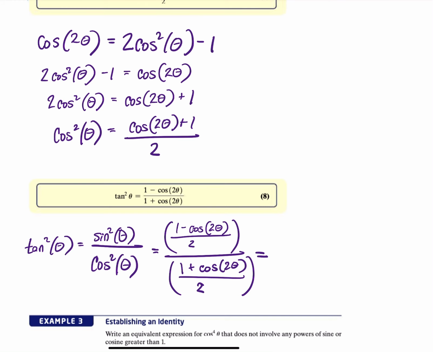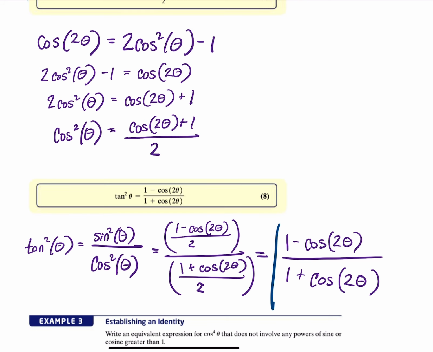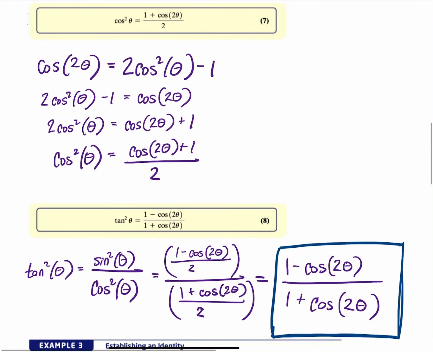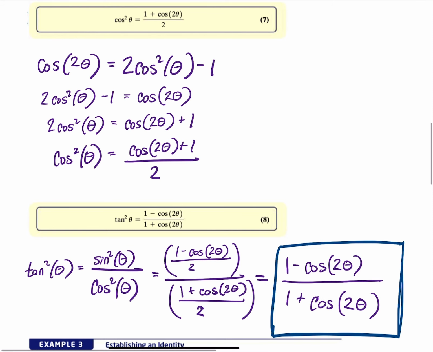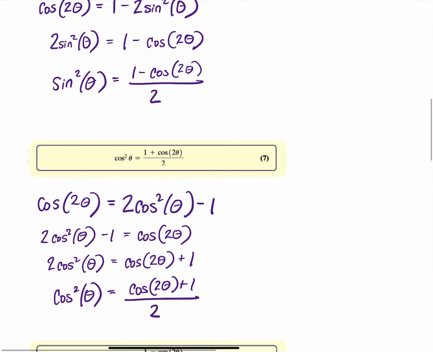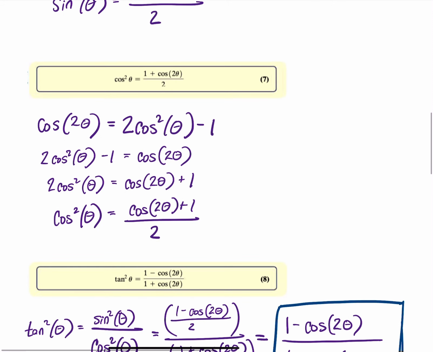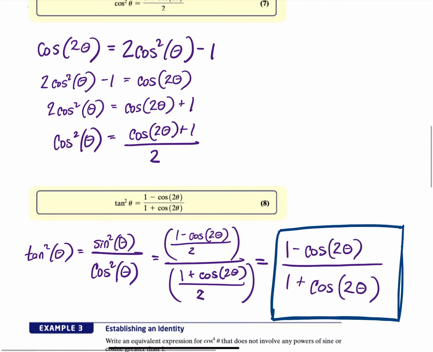So this can be written as 1 minus cosine of 2 theta over 1 plus the cosine of 2 theta. So we get our identity that's shown here. And similarly here, we'll end up taking the square root of both sides. So there's nothing to memorize with these three. We're really just setting ourselves up to ultimately get our full half angle identities. So let's hang on to these for now.